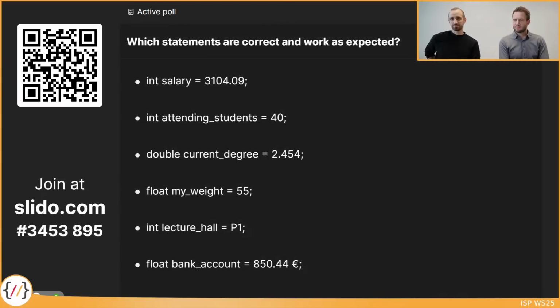Okay, second quiz for you. Which statements are correct and work as expected? These are initializations of variables. Based on what you have seen now, which ones are correct and which ones might not work as expected? So only mark the correct ones.